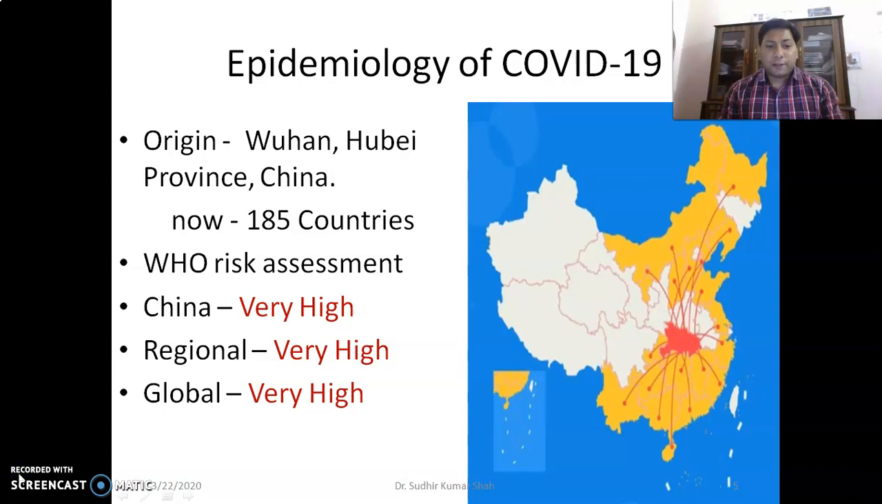When the World Health Organization's risk assessment was done, it was found that for China it was very high, similarly for the regional countries it was also very high, and at the global level the risk for COVID-19 was also evaluated to be very high.